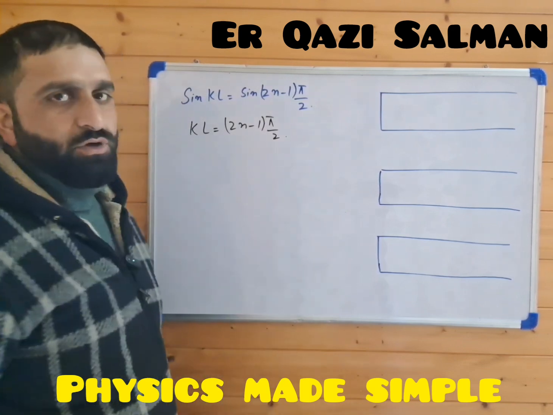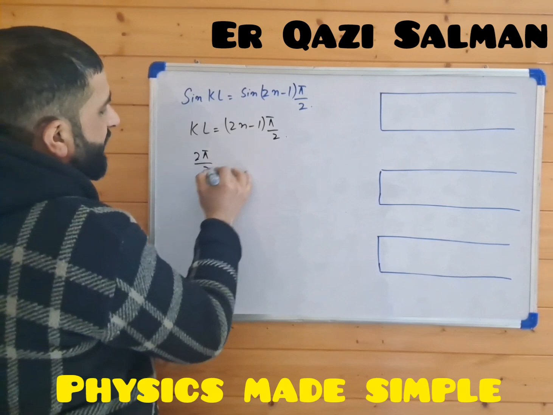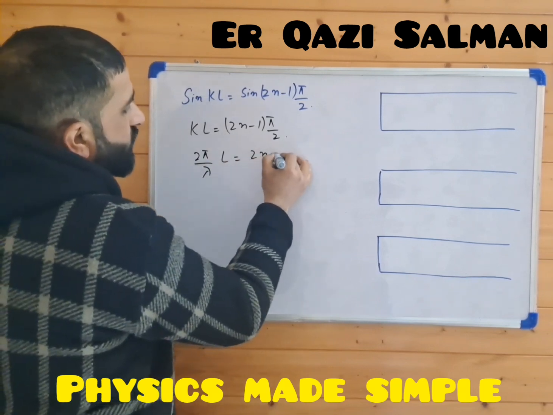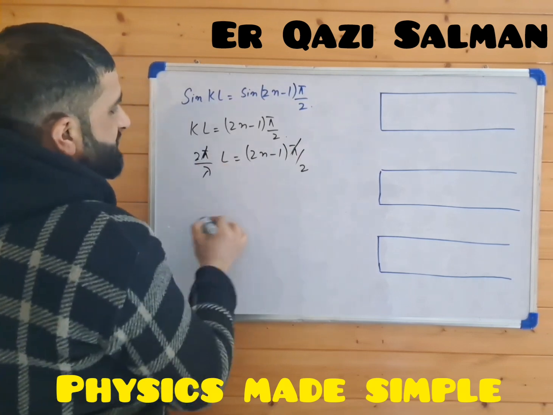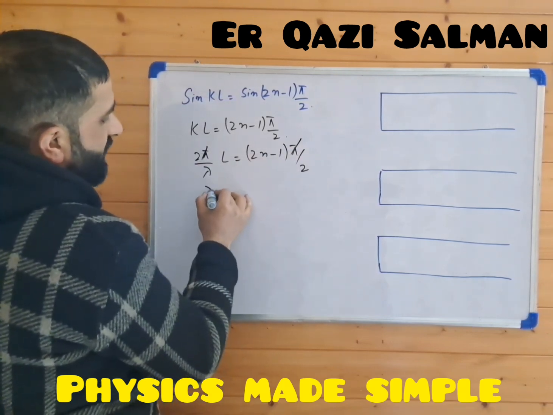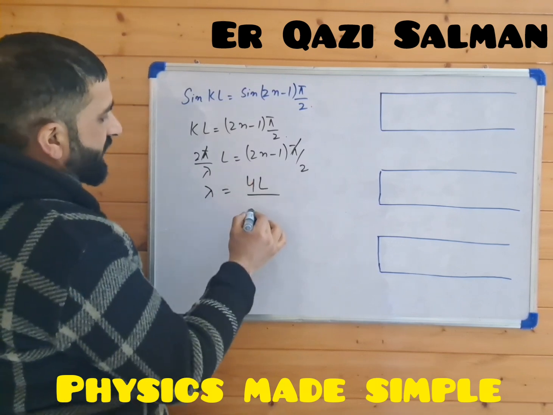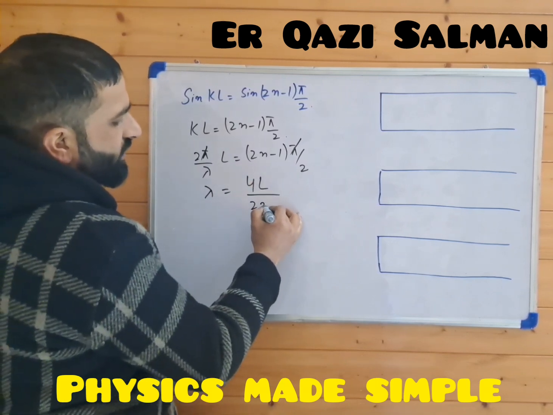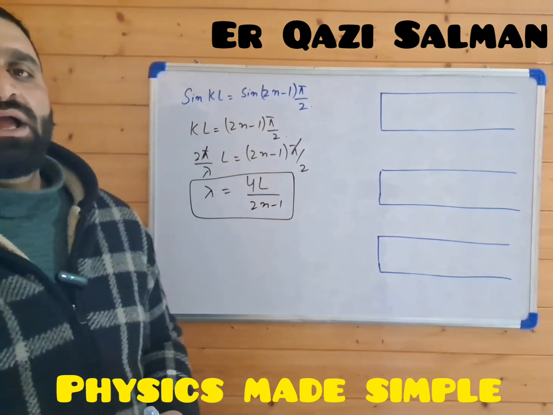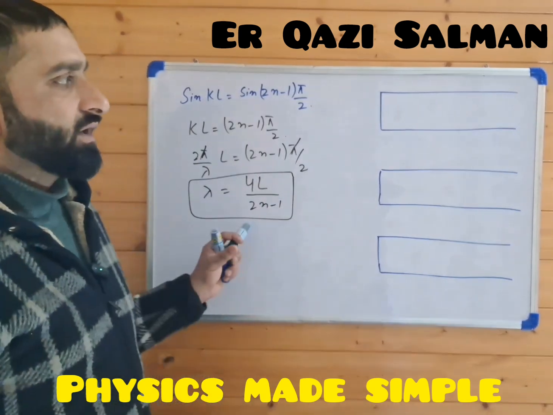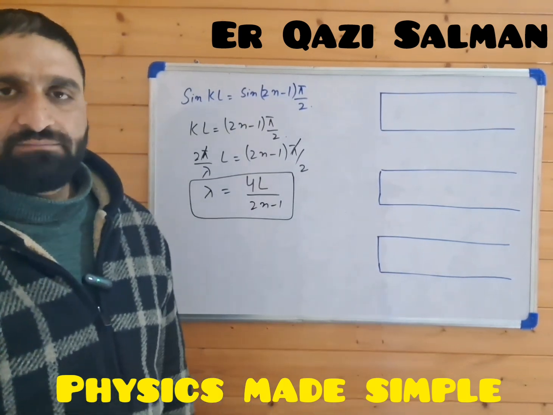We know that k is the propagation constant, equal to 2 pi divided by lambda, into L is equal to (2n minus 1) pi divided by 2. Pi cancels out. Cross multiplying, lambda is equal to 4L divided by (2n minus 1). This is the wavelength of the longitudinal stationary waves which are set up in closed organ pipes.